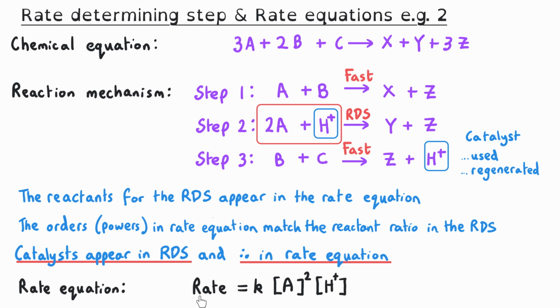And so that means that our rate equation here will show rate equals K, concentration of A raised to the power 2 multiplied by concentration of H+. And this is reflecting the fact that the rate determining step is showing 2 of A and only 1 of H+. So it's second order with respect to A and first order with respect to the acid catalyst.